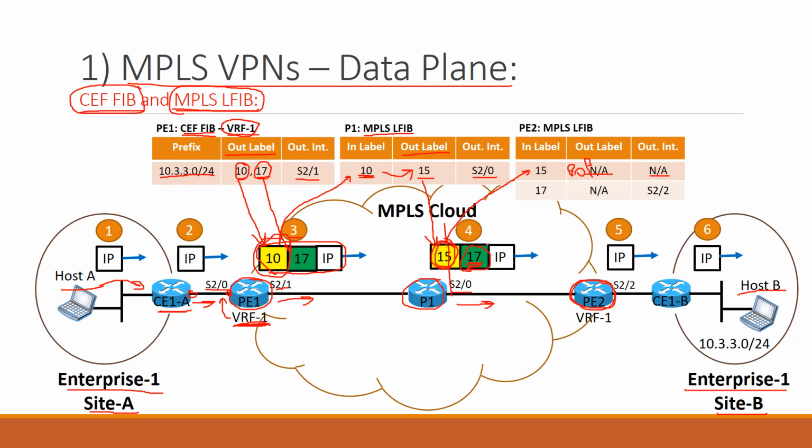Then it will check the inner label, or the VPN label, inside the MPLS label forwarding information base. Once it finds a matching entry, it will check the out label. Not available means pop, or remove the inner label, and send the unlabeled packet out of serial 2/2.